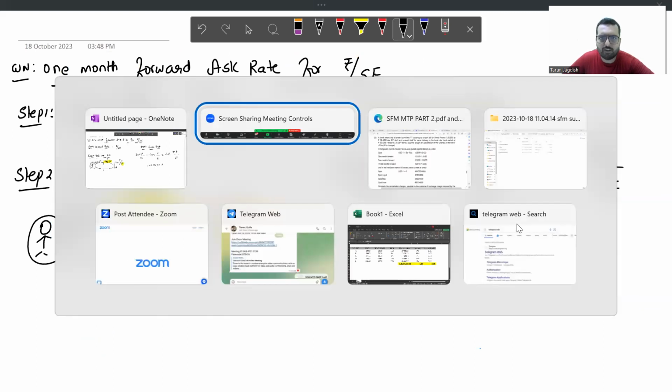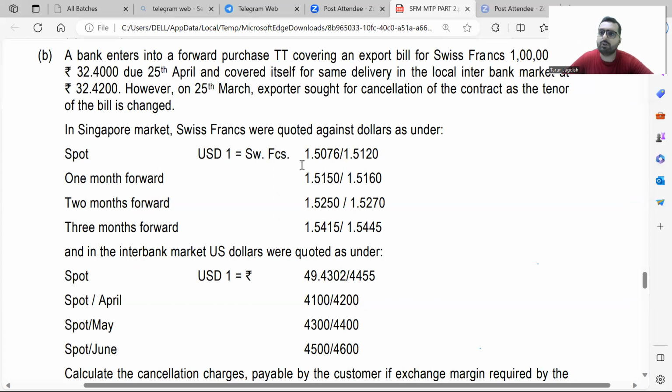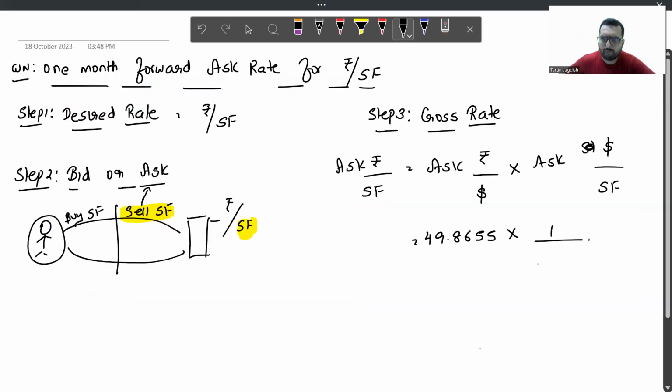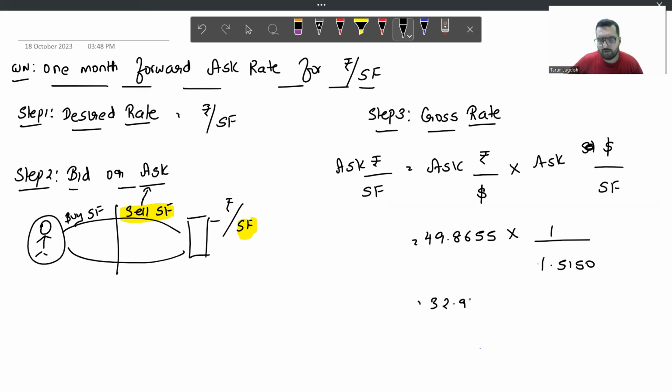49.8655 into ask dollar per Swiss franc. But they have given Swiss franc per dollar. So I will do 1 divided by, interchange is what I will do. Okay. So 1 month forward is 1.5160. There they have directly given the rates. Simply they will make your life miserable. So 1 by bid I will have to take, 1 divided by 1.5150. Okay. So once you do like this, what is the answer you will get? 32.92. 91 rupee per Swiss franc will be your cross rate.